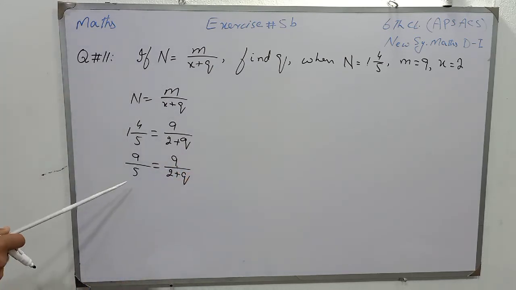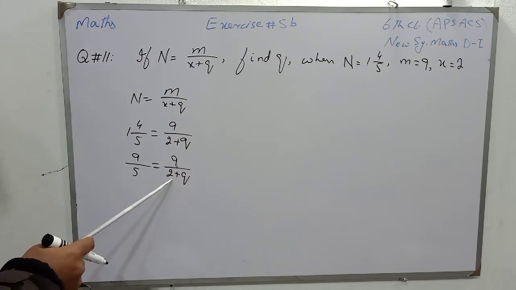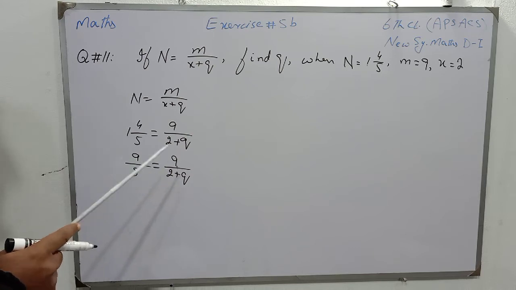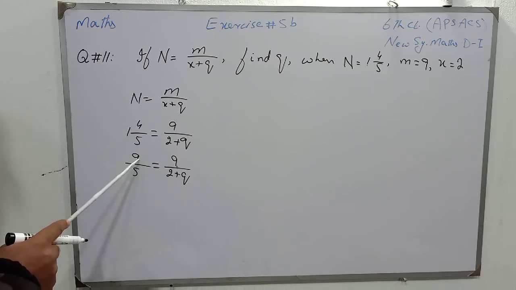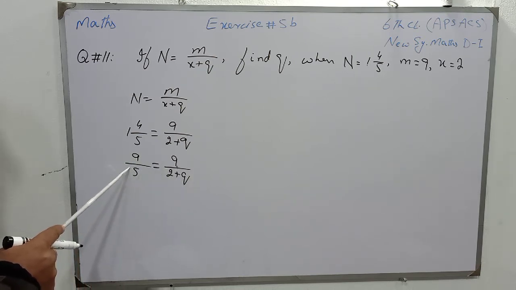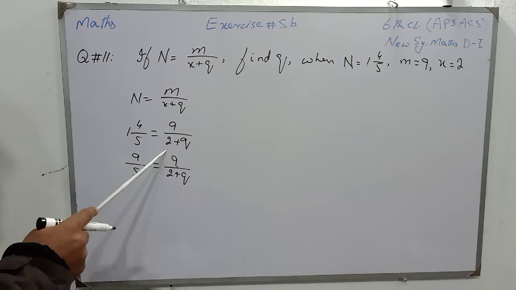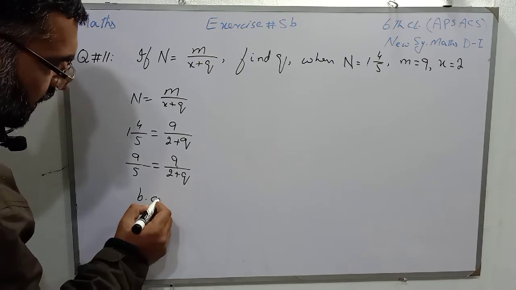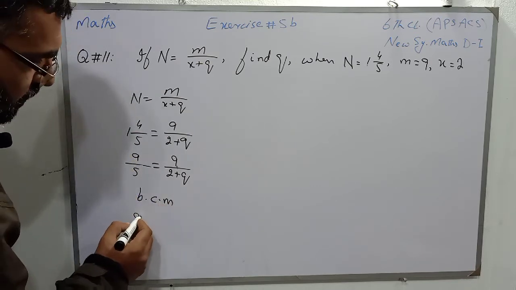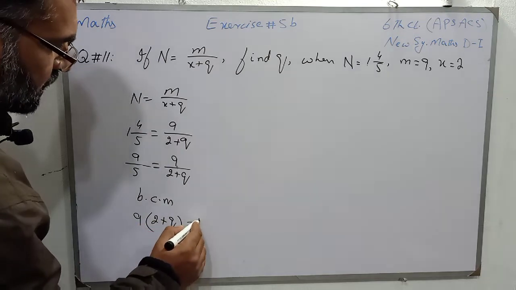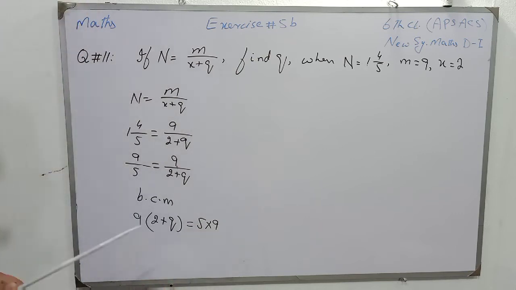Now students, on both the sides there is a single denominator, so we will do BCM. BCM means by cross multiplication. By cross multiplication, the numerator of the left side will be multiplied with the denominator of the right side, and the denominator of the left side will be multiplied with the numerator of the right side. So we will do cross multiplication, and we will have 9 into 2 plus q is equal to 5 multiplied by 9.